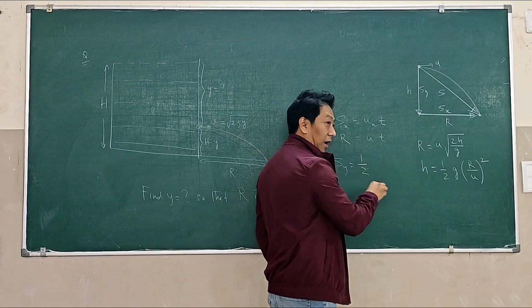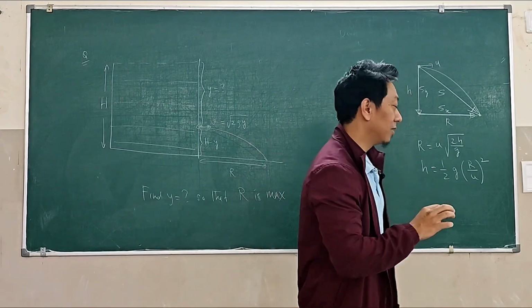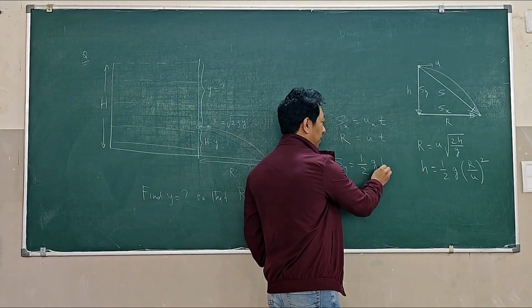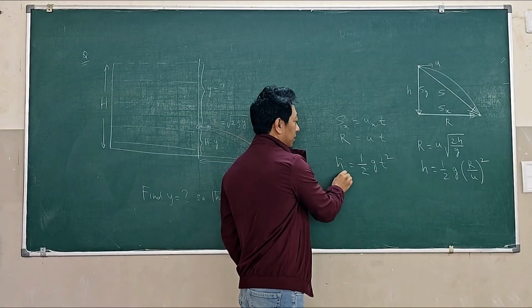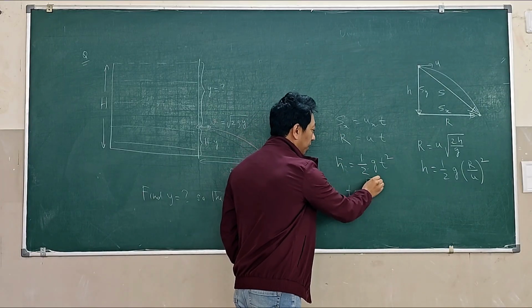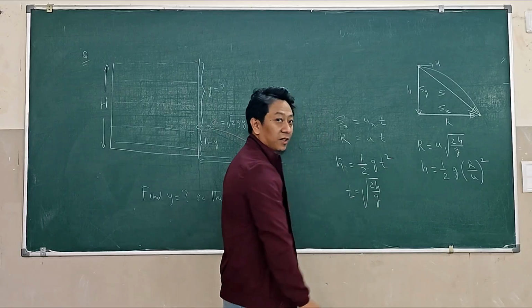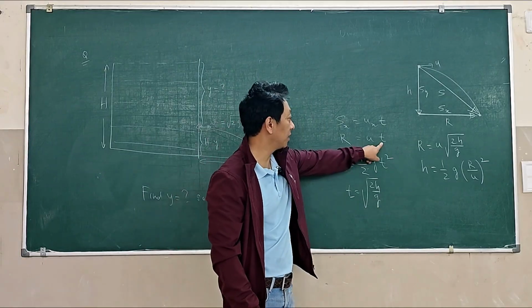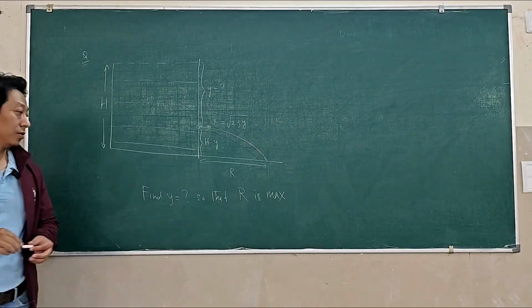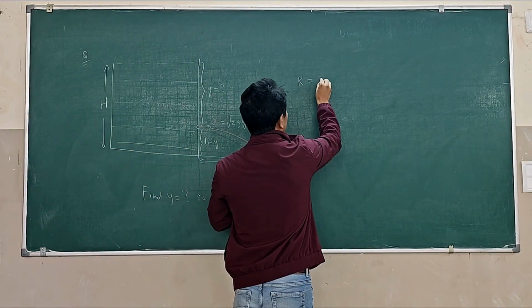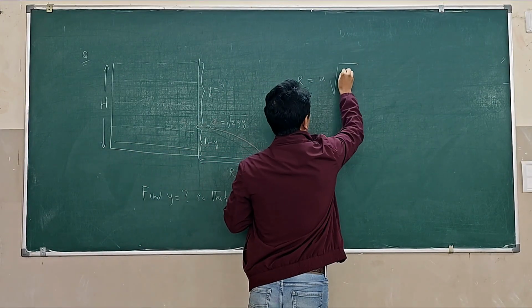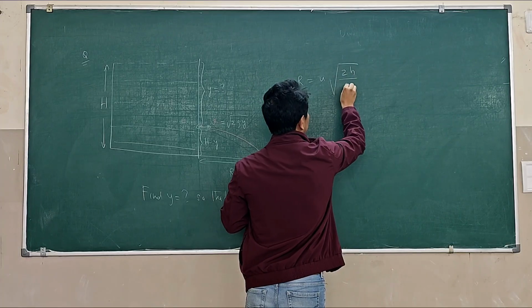Half. Gravity is also not there. So, half ay. What is ay? g. What is sy? h. So, from here what is t? Square root of 2h by g. Substitute this t here. Now understood? So, what is this r? u into square root of 2h by g.